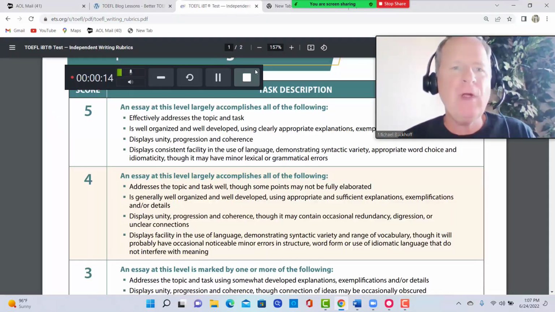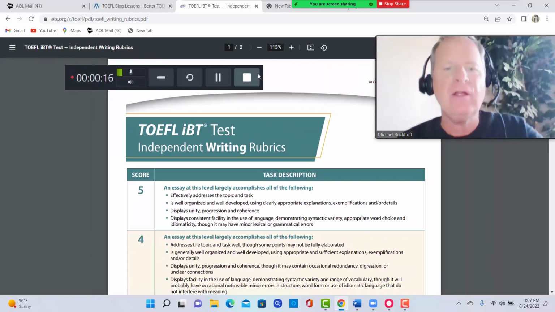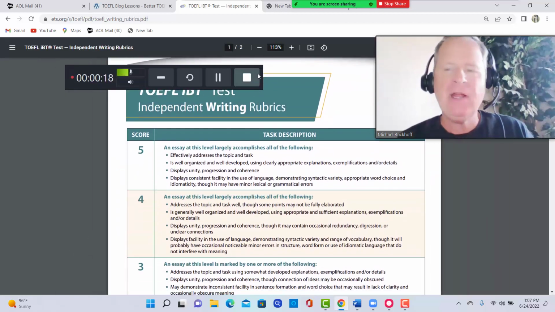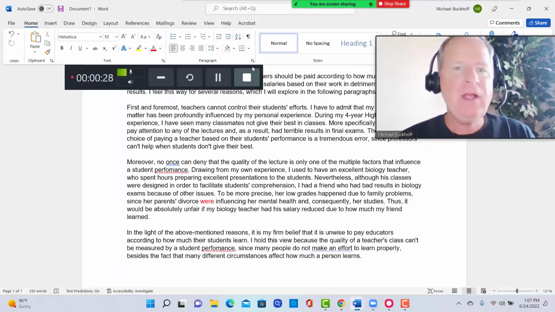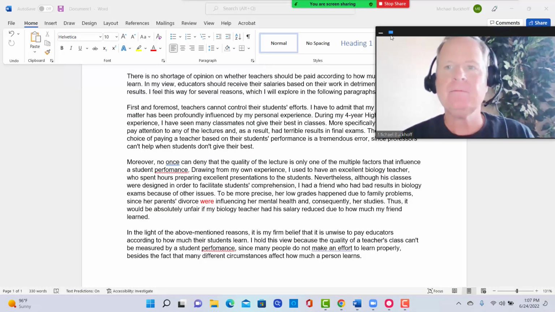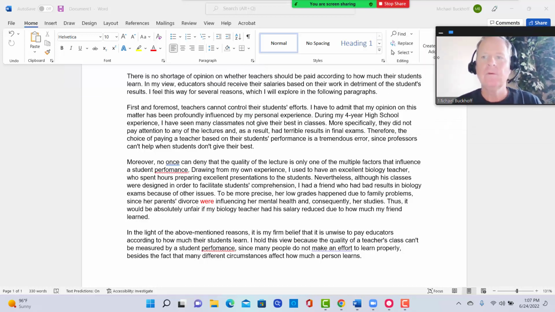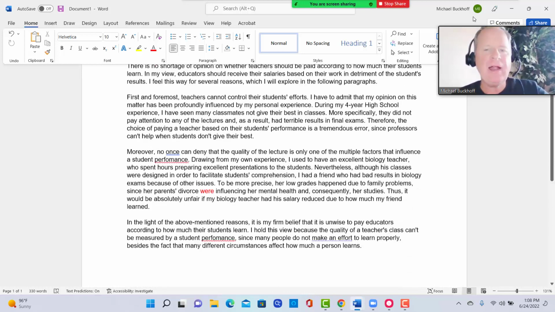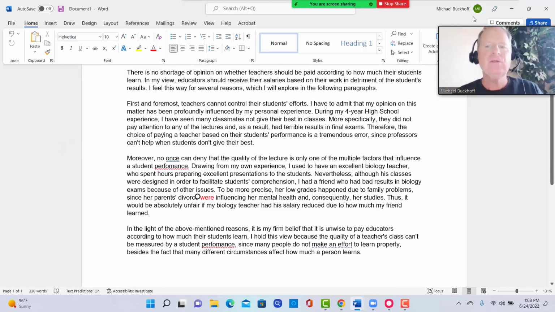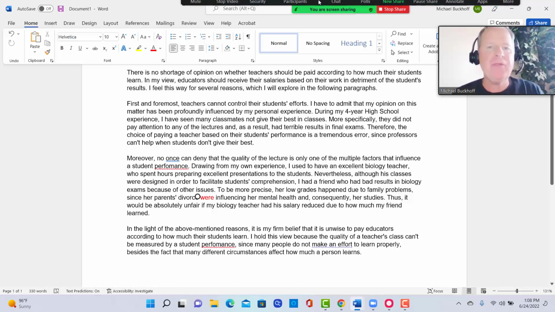I'm getting ready to read and evaluate your essay according to these independent writing rubrics from the TOEFL iBT test, or what they use to grade the writing, right? Okay, so first of all, I read the essay. The question here is, should teachers be paid according to how much students learn? I have good and bad news about the essay.